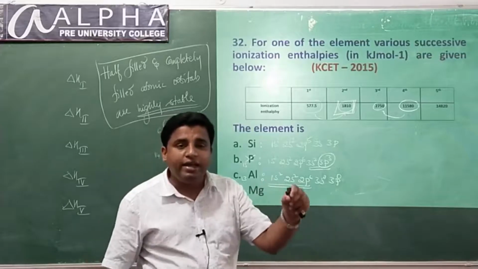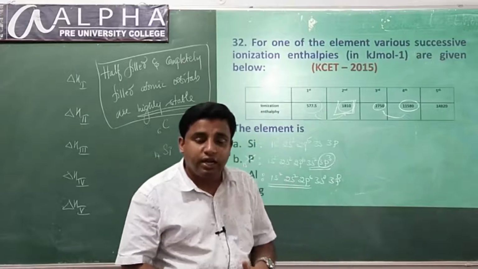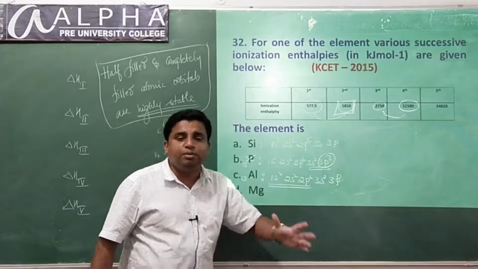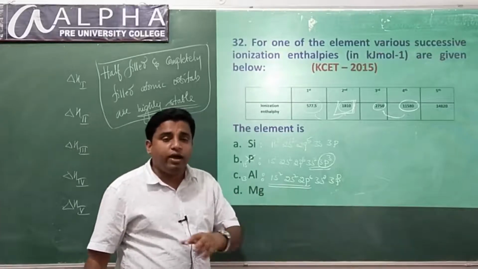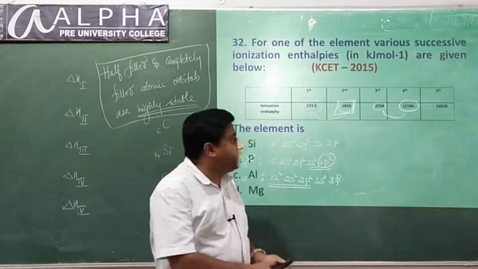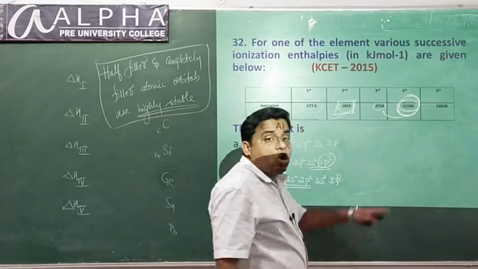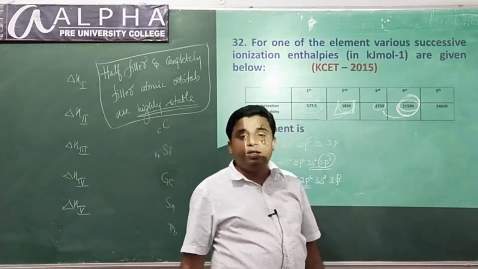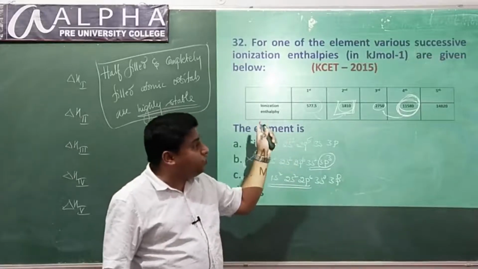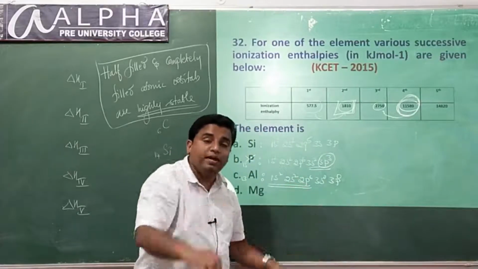We know it is very, very difficult to remove electrons from a noble gas configuration. So I have to remove the fourth electron from a very stable noble configuration. That means I require very high energy to remove the fourth electron. That is why the fourth ionization enthalpy is very high. How much is it? 11,580 kilojoules. Such a high energy because I have to remove the fourth electron from a noble gas configuration.